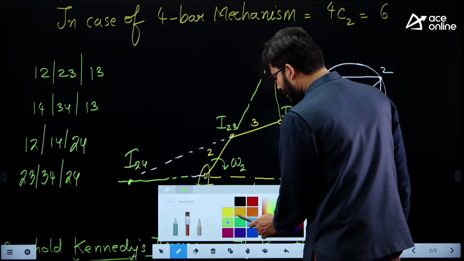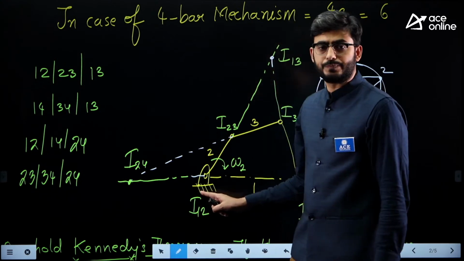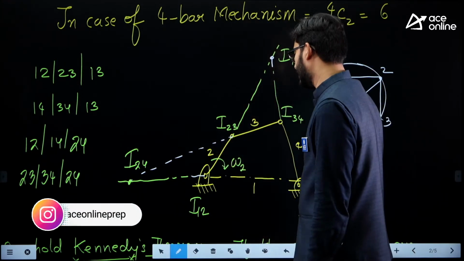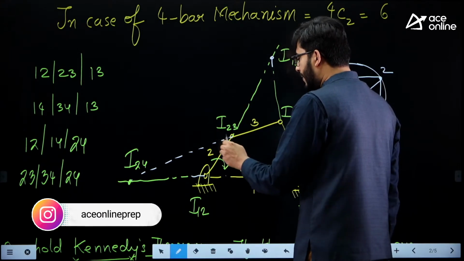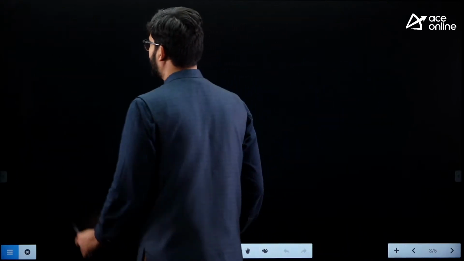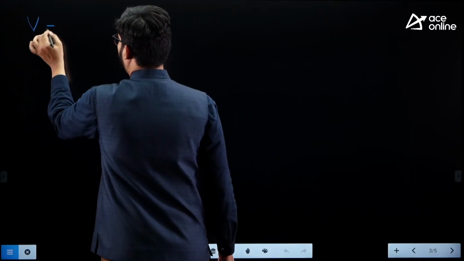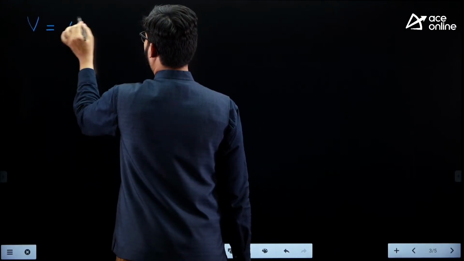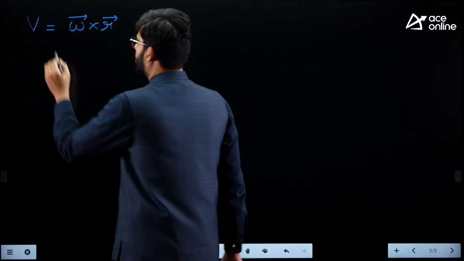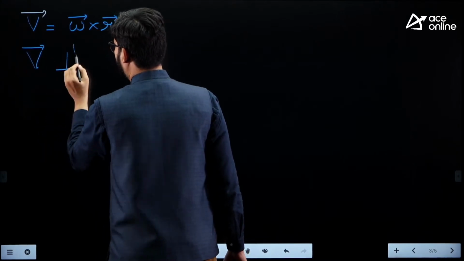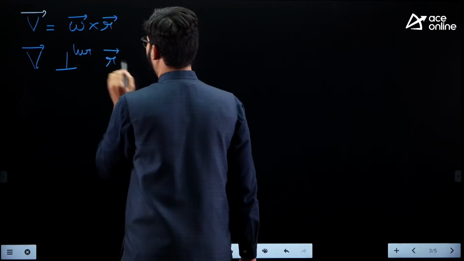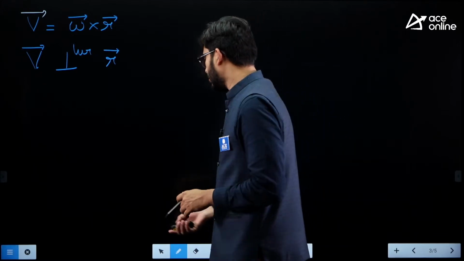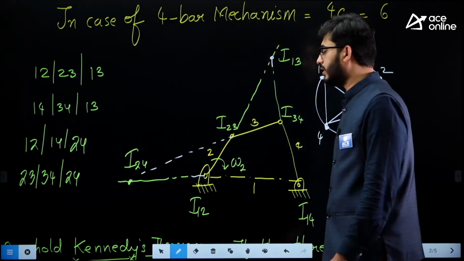Now here it is evident to us that I12 is the center of rotation for link 2 and I13 is the center of rotation for link 3. So the velocity of link 2 will be perpendicular to the link 2, because we will be expressing velocity as the cross product of angular velocity and displacement, omega cross r bar. So from here it is evident that the velocity vector is perpendicular to r bar, and it will be acting in the direction of omega. Let us say that it is undergoing rotation in the clockwise sense.